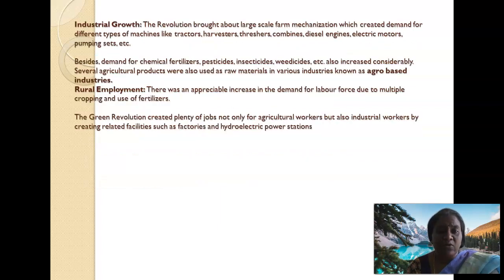Industrial growth. The revolution brought about large-scale farm mechanization, which created demand for different types of machines like tractors, harvesters, threshers, combines, diesel engines, electric motors, pumping sets, etc. Besides, demand for chemical fertilizers, pesticides, insecticides, and weedicides also increased considerably. Several agricultural products were also used as raw material in various industries known as agro-based industries.